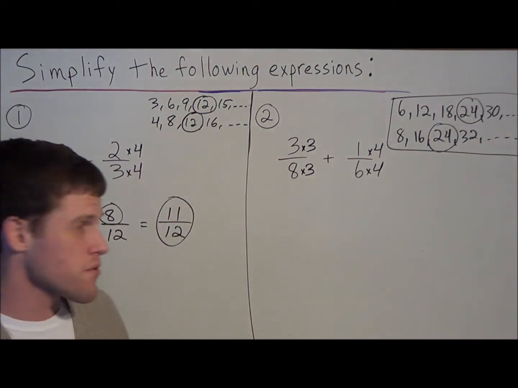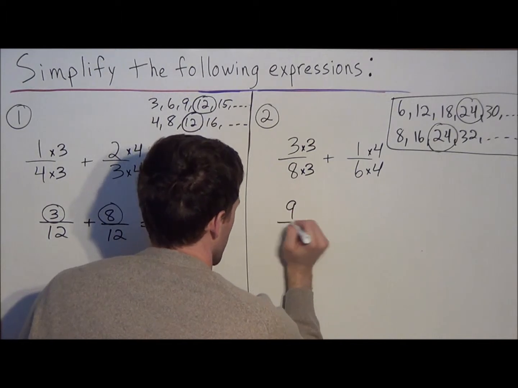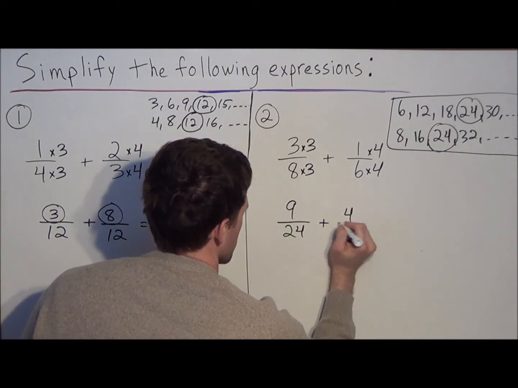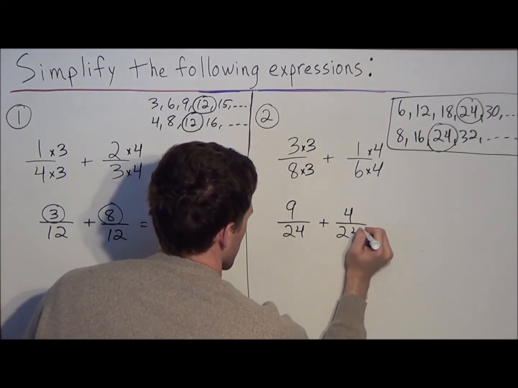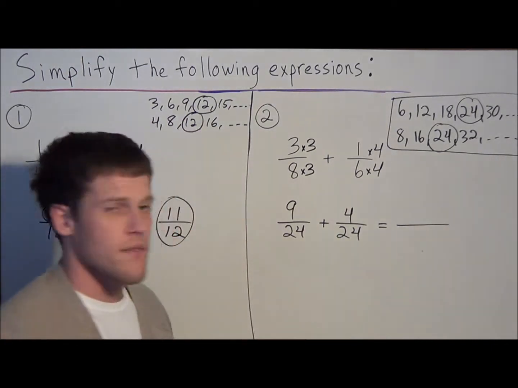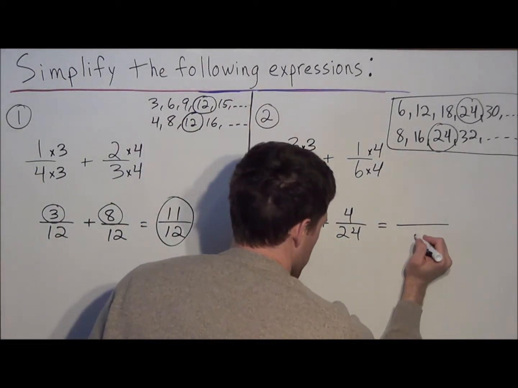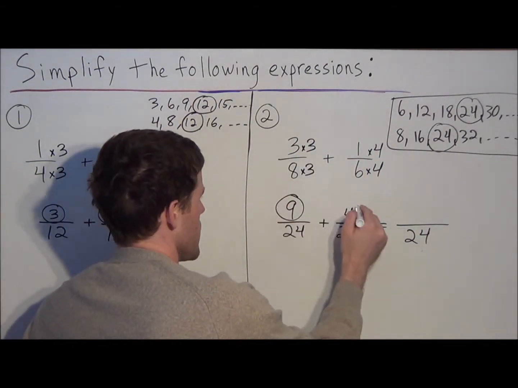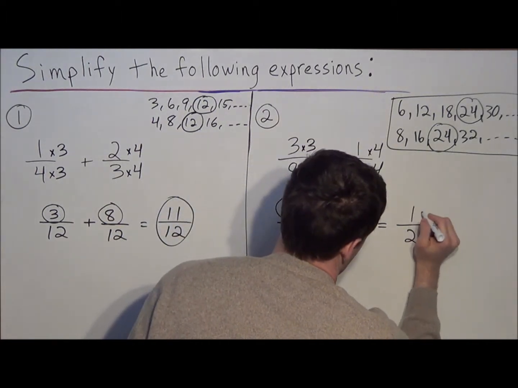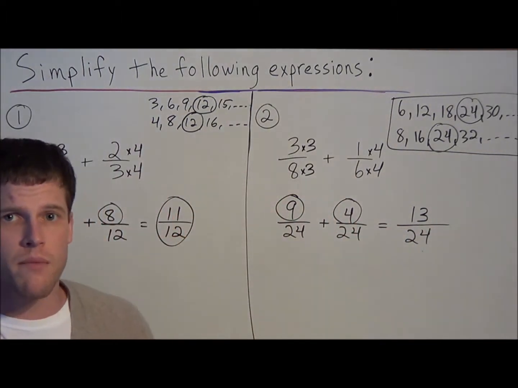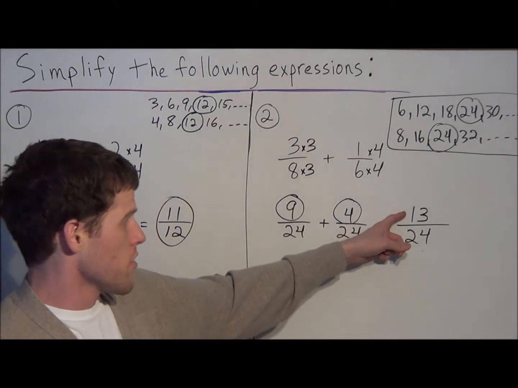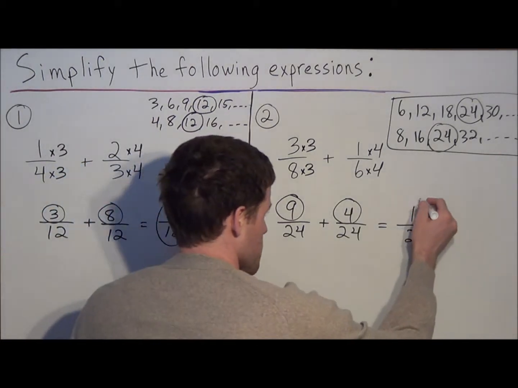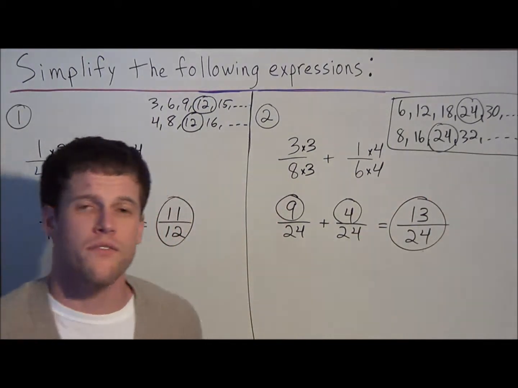Okay, so now we rewrite these fractions. 3 times 3 is 9. 8 times 3 is 24. Plus 1 times 4 is 4. Over 6 times 4 is 24. Remember, we're adding fractions now that have the same denominator. So we're just going to rewrite the denominator. We're not going to add the denominators together. But we are going to add the numerators. 9 plus 4 is 13. And now, since 13 is a prime number, its only factors are 1 and itself. 13 does not divide into 24. So that means this fraction cannot be reduced. It's in simplest form. And that's going to be our final answer.